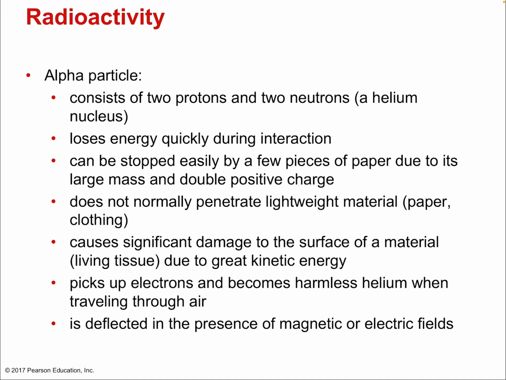Okay, so let's talk a bit about alpha particles. They consist of 2 protons and 2 neutrons, which is a helium nucleus.